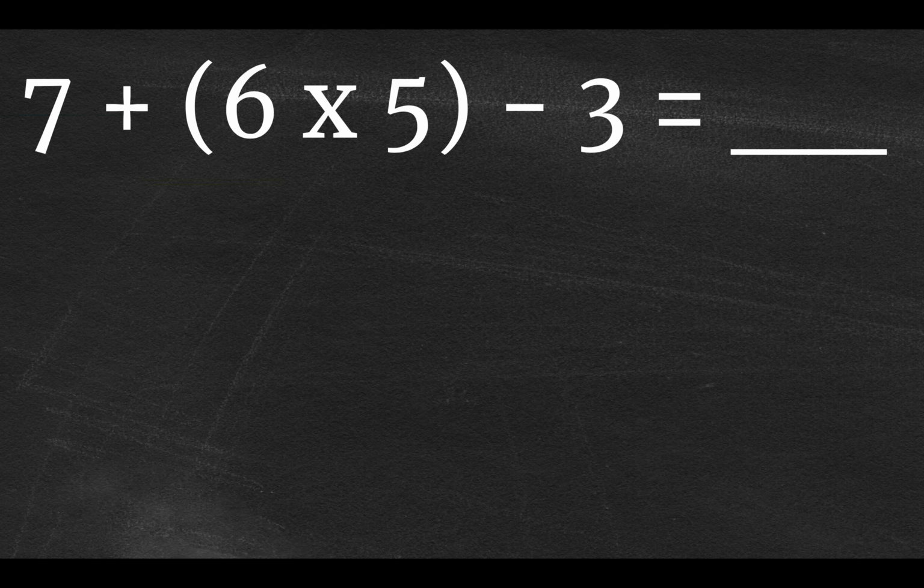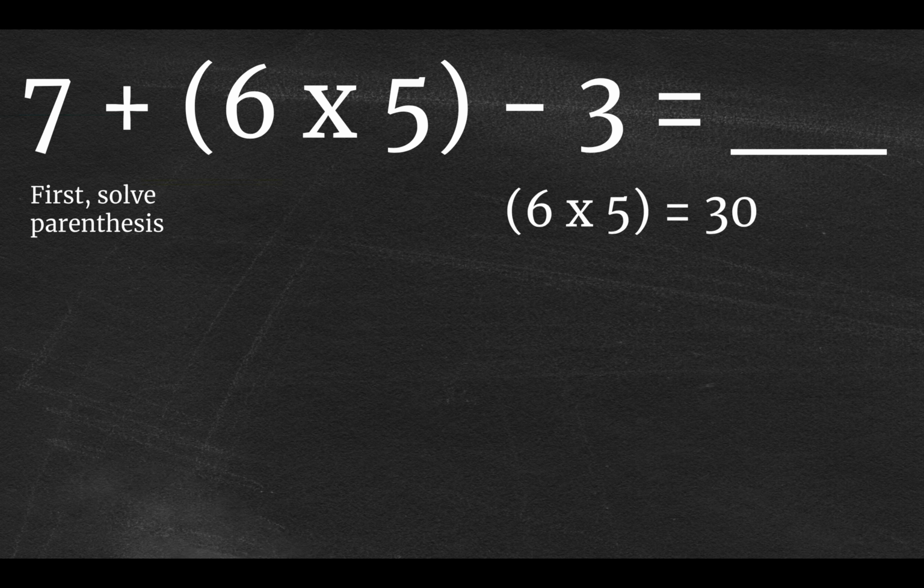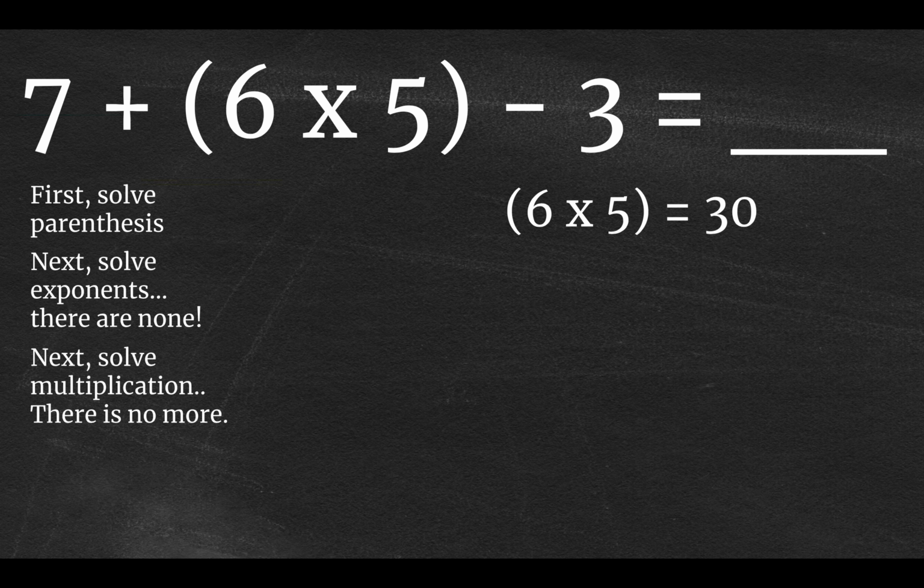We have 7 plus 6 times 5 minus 3. First, we're going to solve parentheses. So 6 times 5 equals 30. Next, we'll look for exponents, and this problem doesn't have any. Next, we would solve multiplication, but we've already solved all of the multiplication in this problem. So next, we can look for division. There doesn't seem to be any division in this problem.